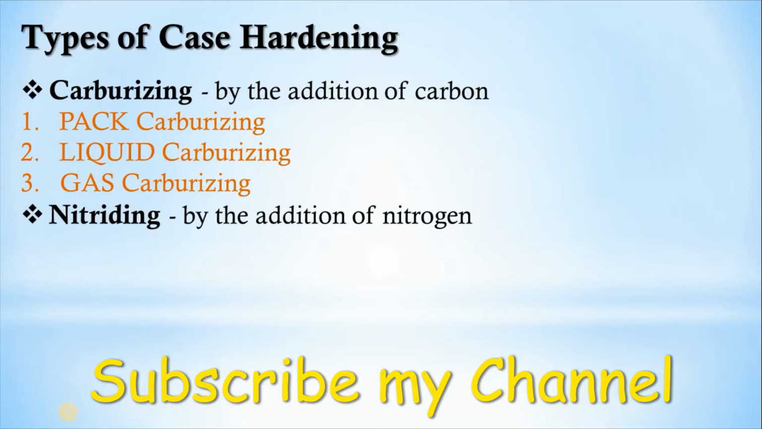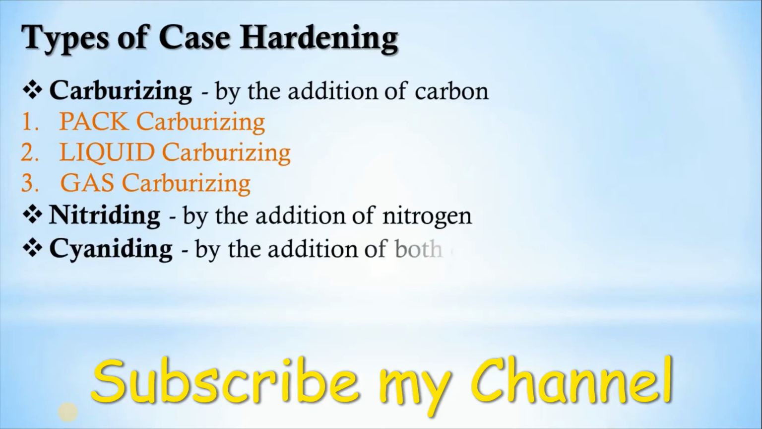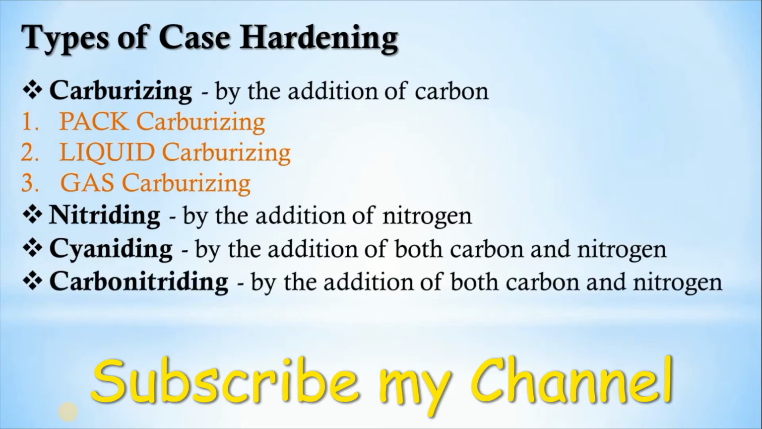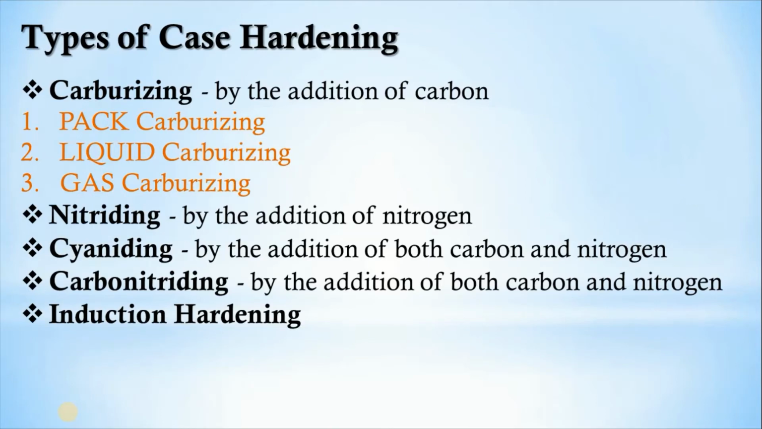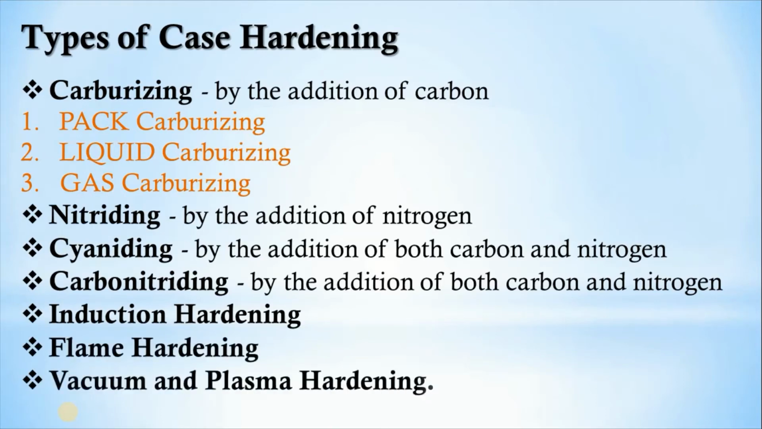The second type of case hardening is nitriding, by the addition of nitrogen. The third type is cyaniding, by the addition of both carbon and nitrogen. The fourth type is carbonitriding, by the addition of both carbon and nitrogen. We are doing that surface treatment. The next type is induction hardening, next is flame hardening, and last is vacuum and plasma hardening. These are the types of case hardening.